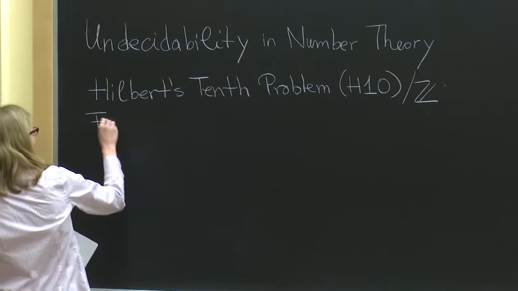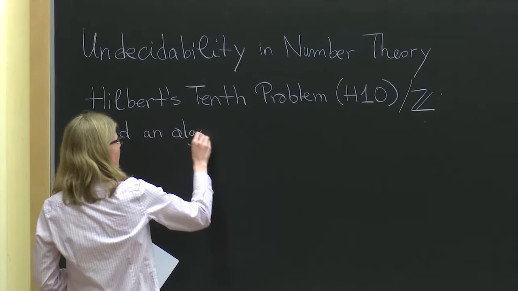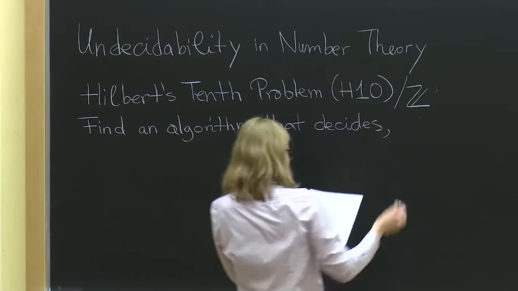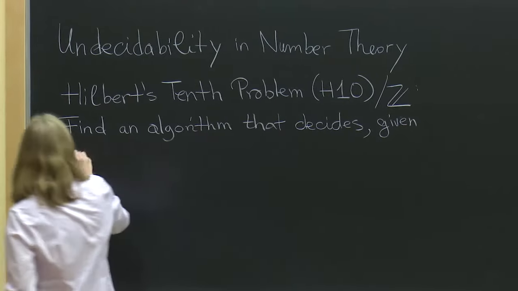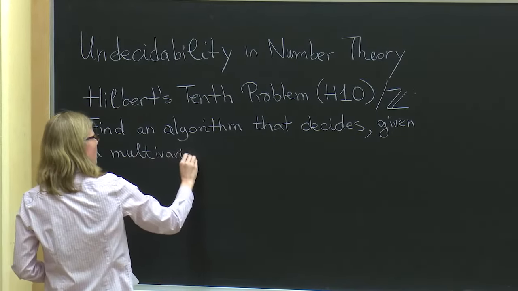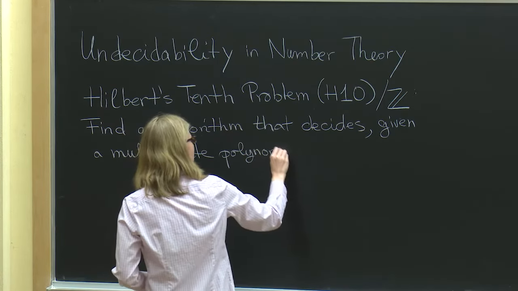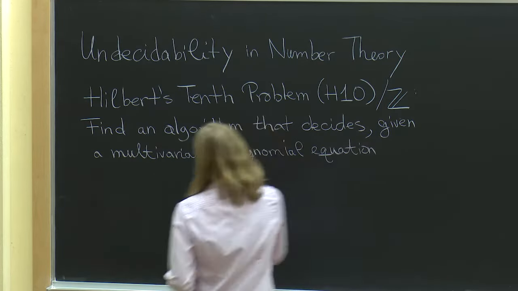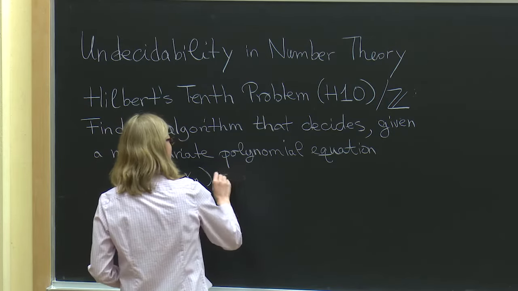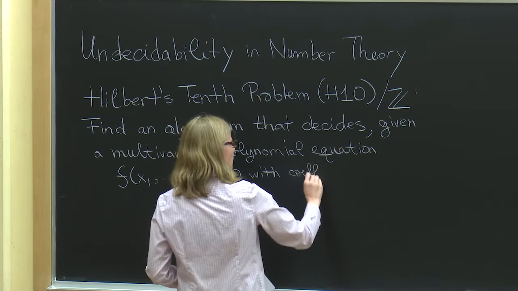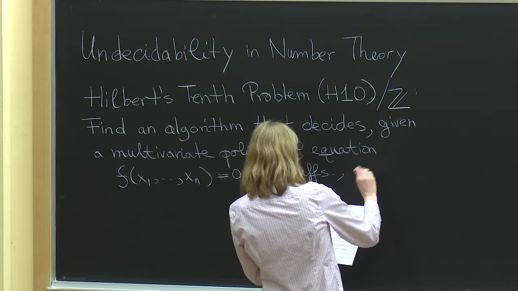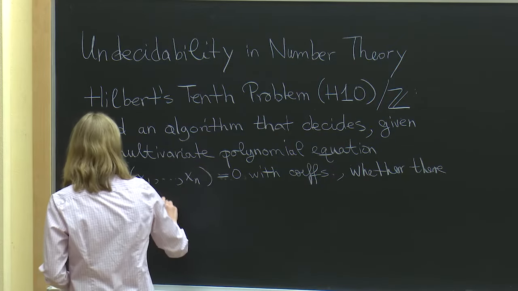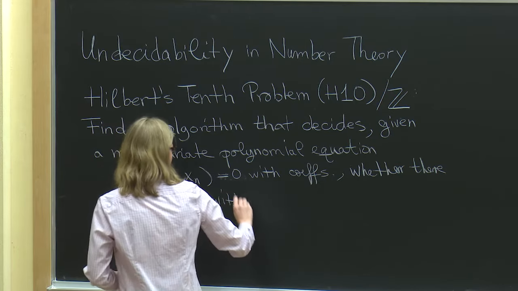The 10th asked to find an algorithm that decides, given a multivariate polynomial equation f of x1 through xn equals 0 with coefficients in Z, whether it has a solution with the xi's integers.